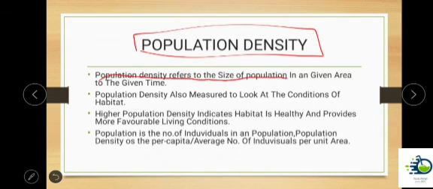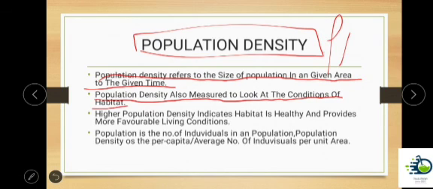Population density refers to the size of a population in a given area at a given time. Population density is also measured to look at the conditions of the habitat. We can measure the population density according to the habitat also.